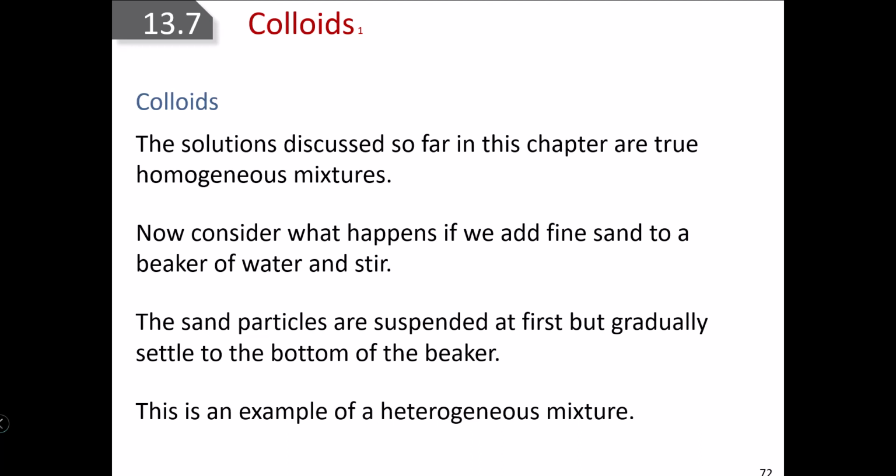So that's what it says. Consider if we add fine sand to a beaker of water and stir. The sand particles are suspended at first, but gradually settle to the bottom of the beaker. And that is an example of a heterogeneous mixture.